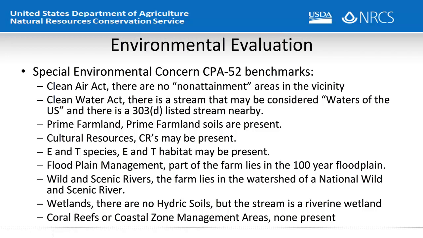For cultural resources, cultural resources may be present on the benchmark. For the endangered and threatened species, E and T habitat may be present. For floodplain management, part of the farm lies in the 100-year floodplain. For wild and scenic rivers, the farm lies in the watershed of a national wild and scenic river. For wetlands, there are no hydric soils present, but the stream is a riverine wetland according to the National Wetland Inventory. And there are no coral reefs or coastal zone management areas present.